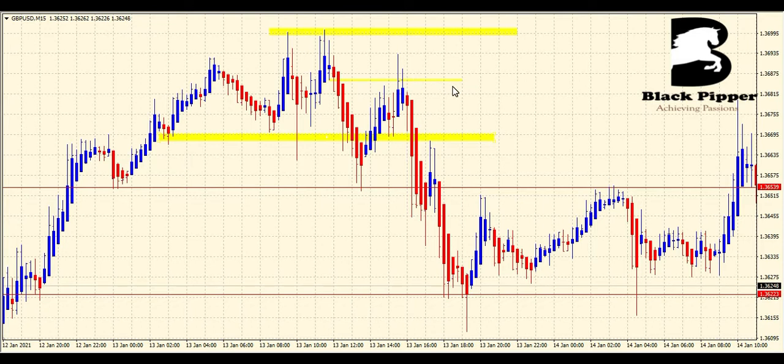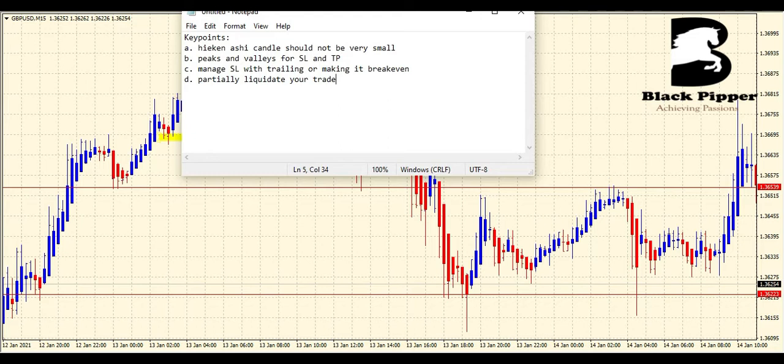So it depends on you whether you want to risk further or not. My own personal style is that I don't believe in partial liquidation, but this is one of the ways that you can use.